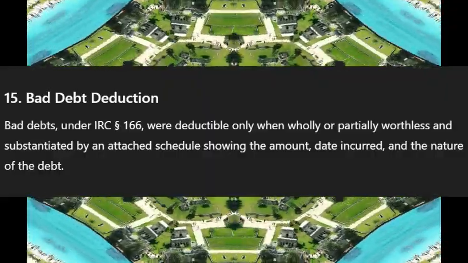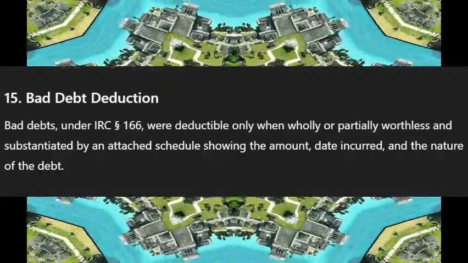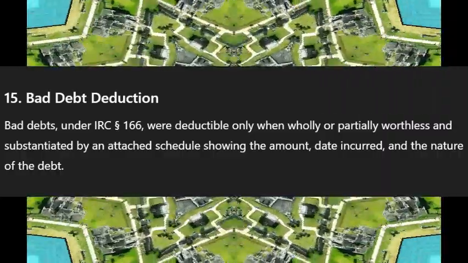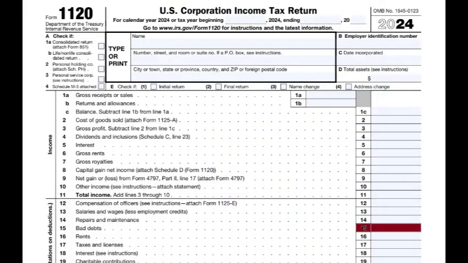You absolutely need proof. And crucially, you have to substantiate this worthlessness with an attached schedule. The schedule isn't just red tape. It's your evidence for the IRS. It needs to detail the amount of the bad debt, the date it was originally incurred, and the nature of the debt, basically, why you determined it became worthless.